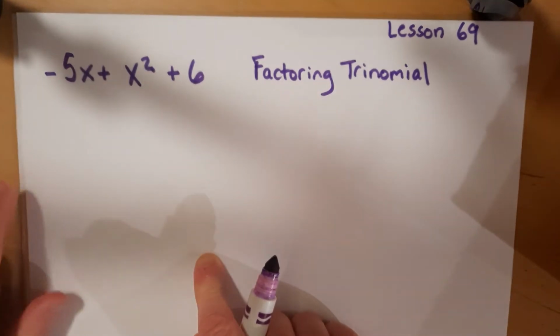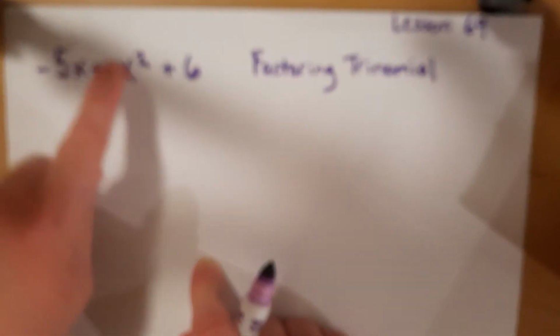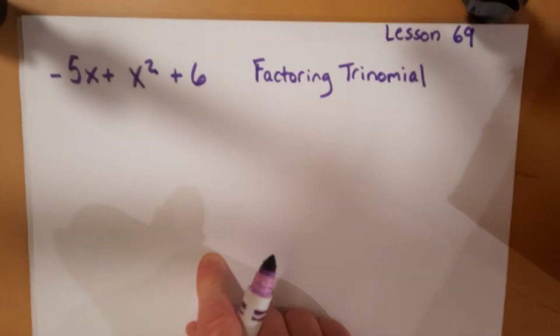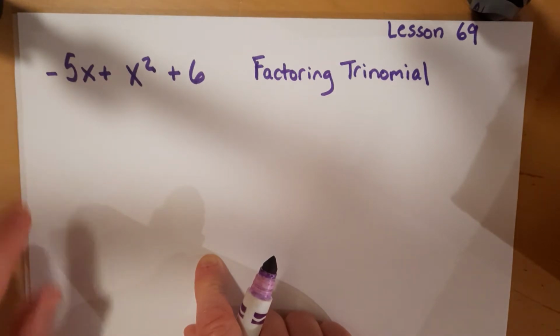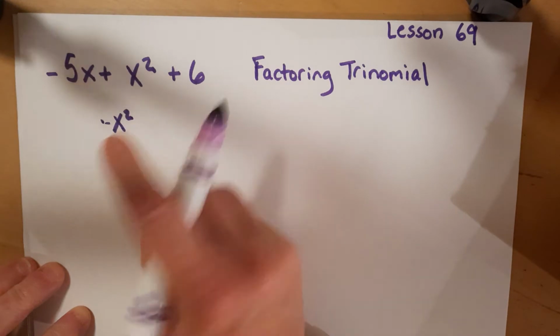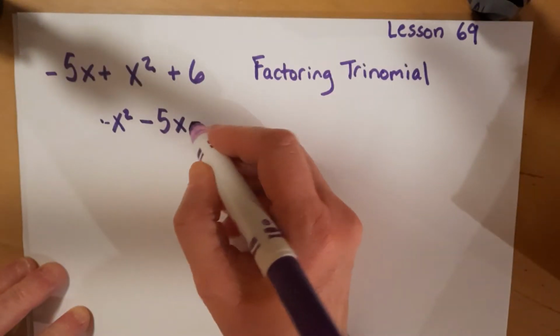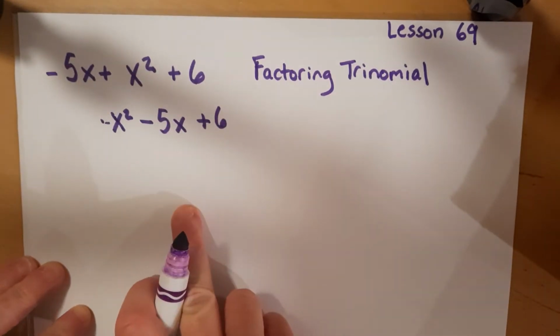Tri means three. So when we factor this, we're going to try to find two things that, when multiplied together, will give us negative 5x plus x squared plus 6. The first thing we have to do is rewrite this. We want the x squared to be first. So we're going to rewrite this as x squared. Watching the signs, we're going to put the minus 5x here plus 6. So we have x squared minus 5x plus 6.